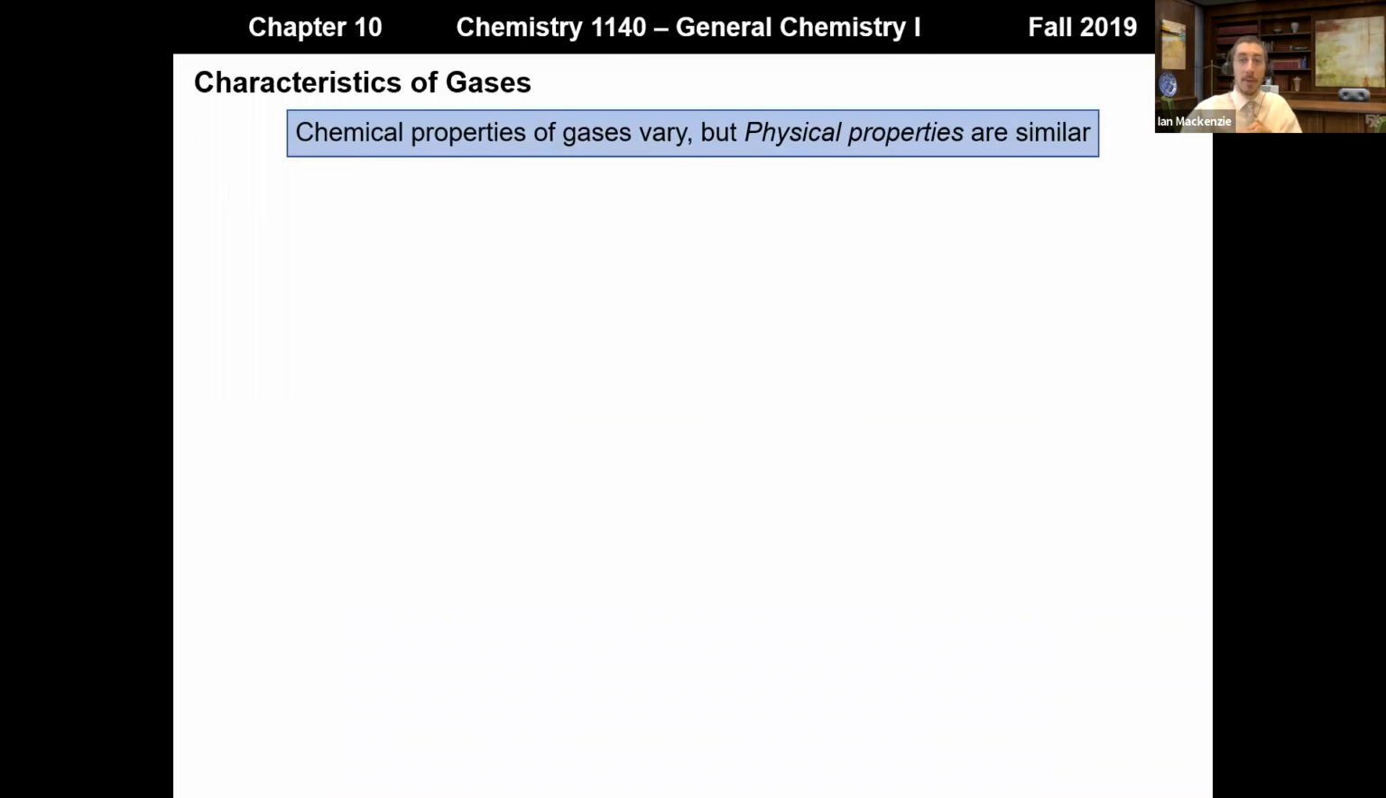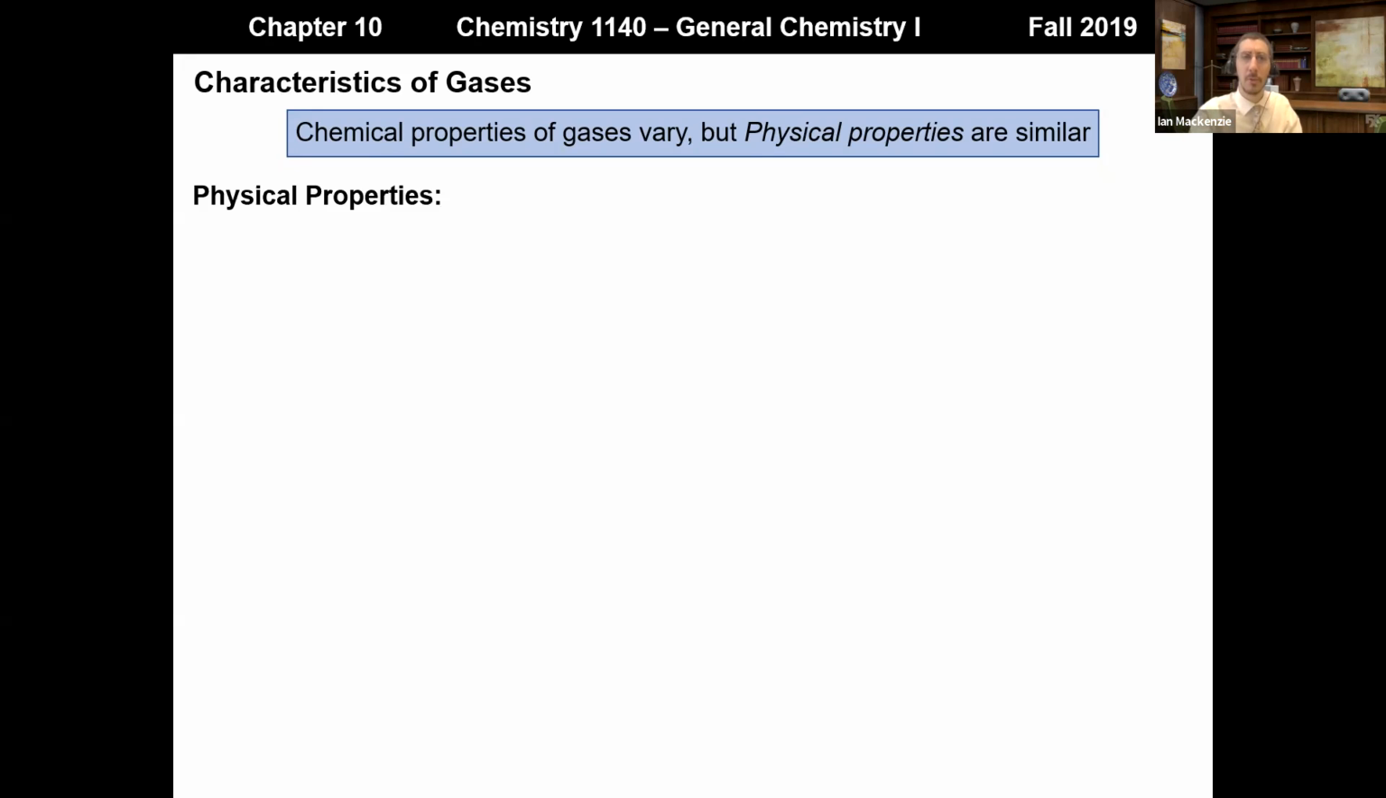Now, one very important point when talking about gases is that the chemical properties of gases can be wildly different. Oxygen, for example, is absolutely necessary for life. We breathe it all the time. Nitrogen, very similar, but we can't survive on breathing nitrogen. It doesn't cause our bodies to work. And so the chemical properties can vary significantly, but the physical properties of gases are very similar. So chemical properties are different, physical properties are very similar.